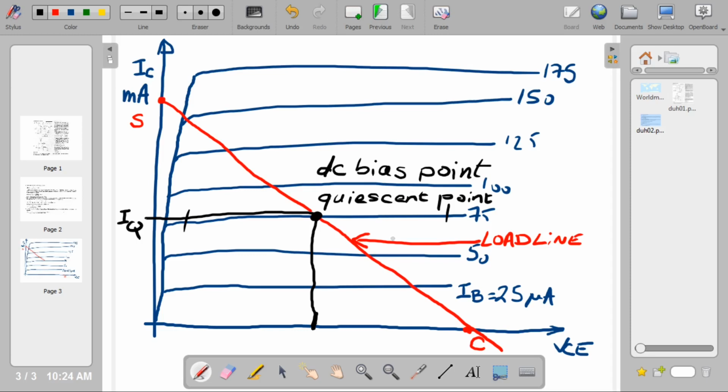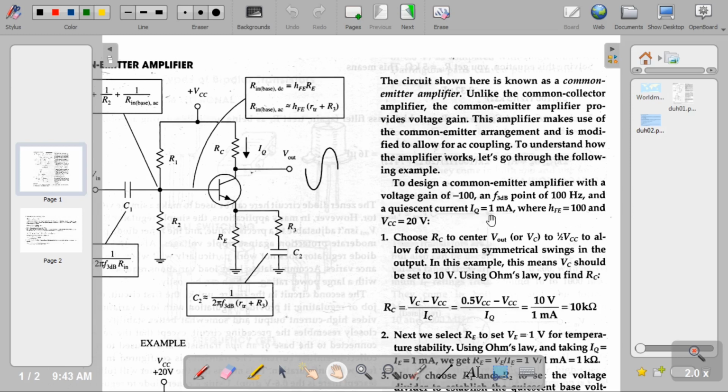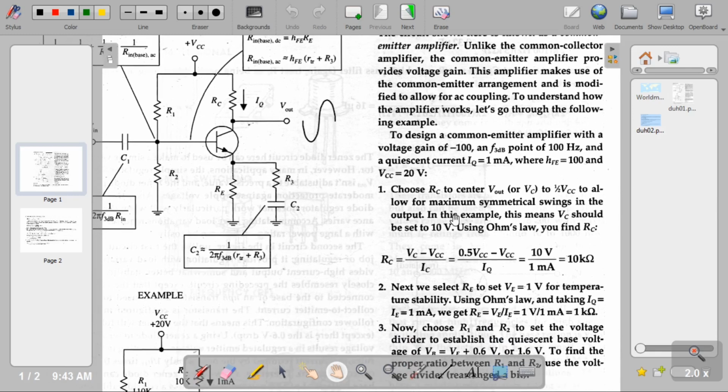Okay, so let's go back to our schematics, assuming IC equal to 1 milliamp. Fair enough. So the first thing he does is choose RC to center V out, which is equal to VC. Okay, so that's simple enough. So now he has RC.